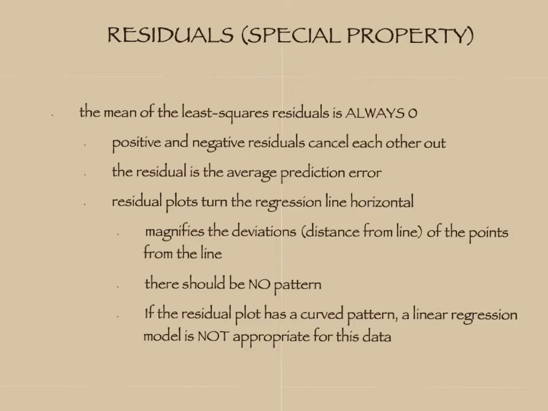Residuals, special properties. The mean of the least squares residuals is always 0. Positive and negative residuals cancel each other out. The residual is the prediction error. Residual plots turn the regression line horizontal. They magnify the deviations, or distance, of the points from the line. There should be no pattern. If the residual plot has a curved pattern, a linear regression model is not appropriate for this data.